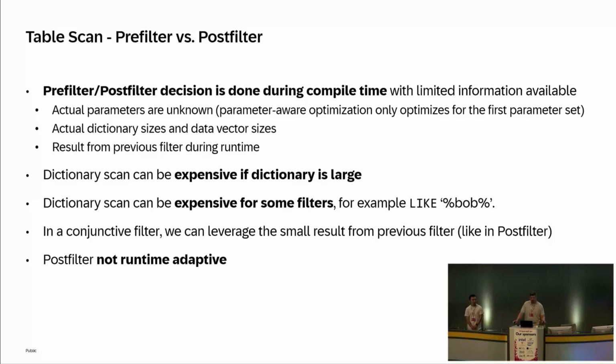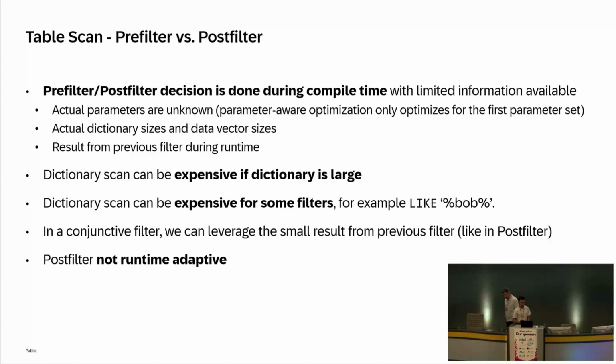And as I said, the dictionary scan can be expensive if the dictionary is large. It can also be expensive depending on the actual parameters used in the filter. And for conjunctive filters, as I also said, we can leverage the small result from a previous filter and then run it, for instance, in a post filter. But the post filter, again, is not runtime adaptive, so it cannot be changed during runtime. Okay, and here comes in the adaptive dictionary scan, for which I hand over to my colleague Cheng-Lun.